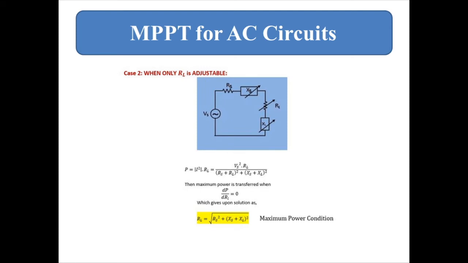When only RL is adjustable, that is, only the load resistance is adjustable, in that case the maximum power condition is achieved when the load resistance equals the square root of RS squared plus (XS plus XL) squared.